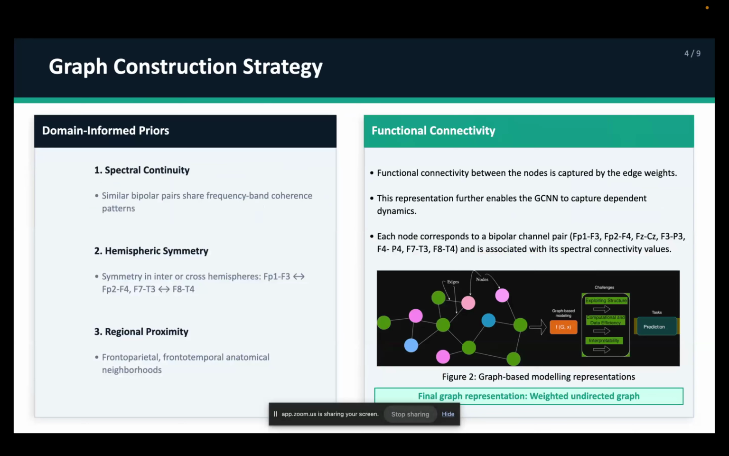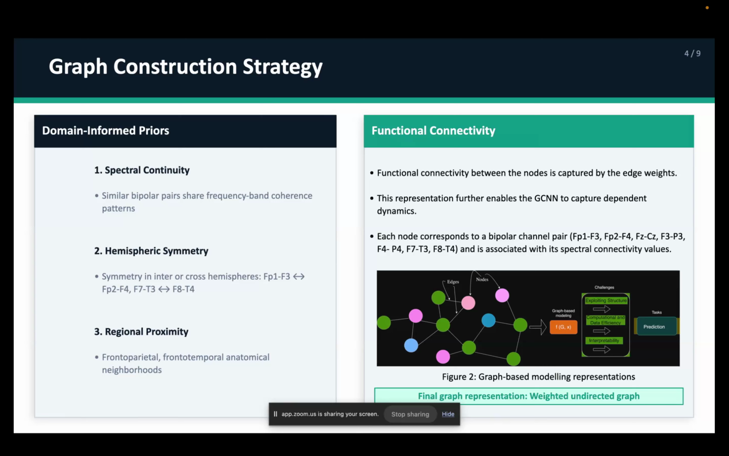So the domain-informed priors involve spectral continuity, where similar bipolar pairs share band coherence patterns. Hemispheric symmetry involves symmetry across the hemispheres, as in channels between FP1 and F3, FP2 and F4, F7 and T3, F8 and T4. And the regional proximity involves region-wise interconnections, that is frontoparietal, frontotemporal, anatomical neighborhoods.